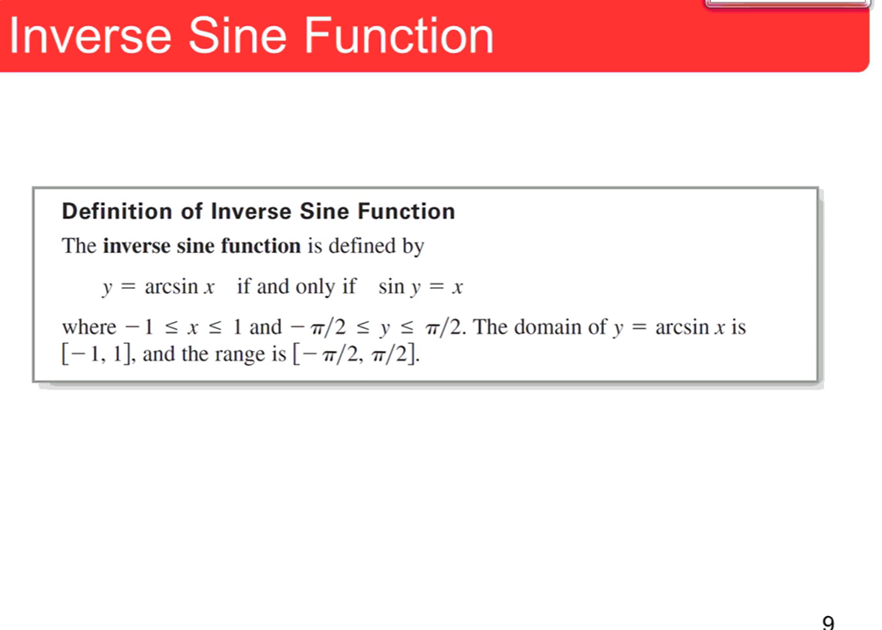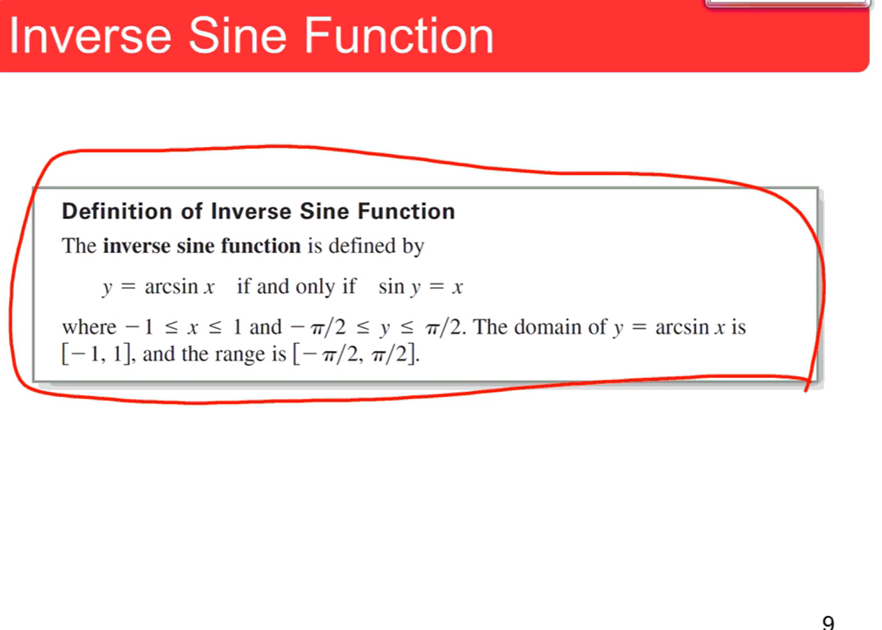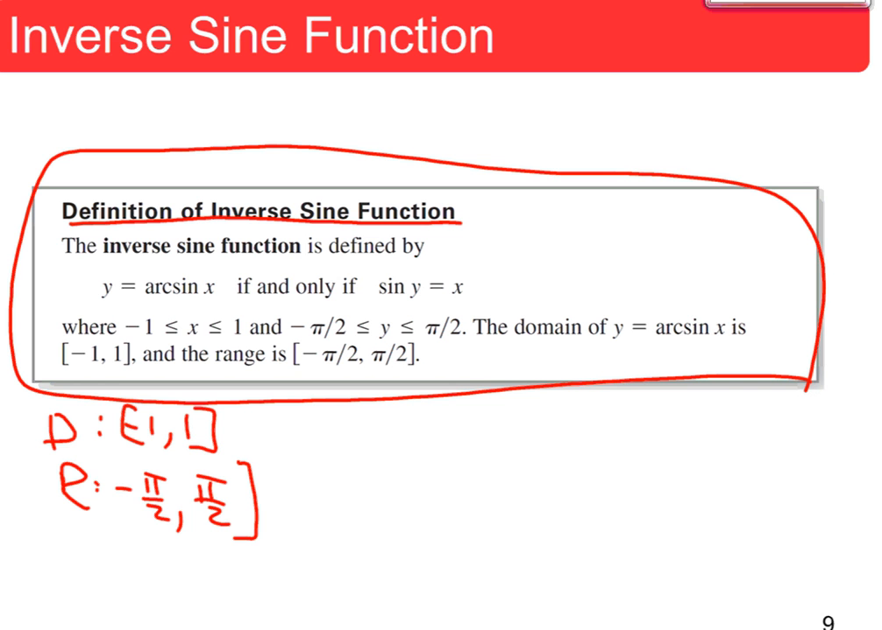And here's the definition of it, because we'll graph it in just a minute. The definition of the inverse sine function is y equals the arc sine of x if and only if the sine of y equals x, where our domain is from -1 to 1, including those, and our range is from negative pi over 2 to pi over 2, including those.